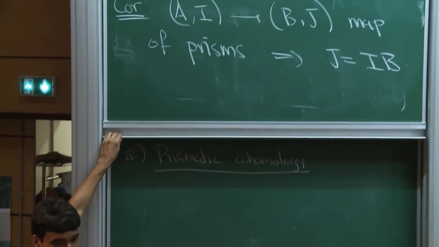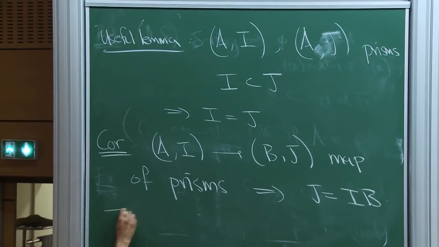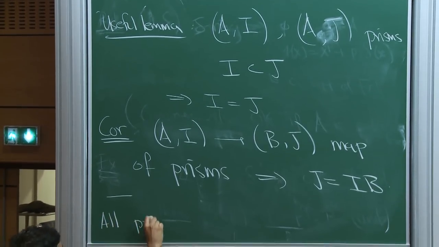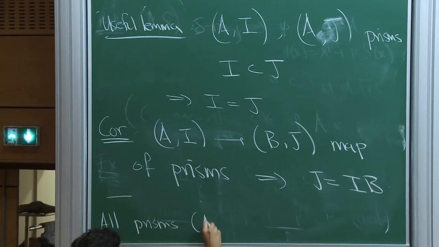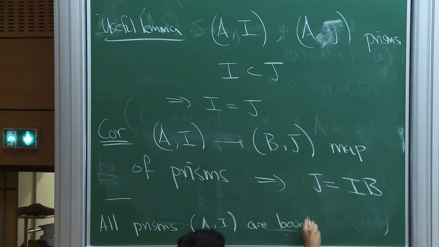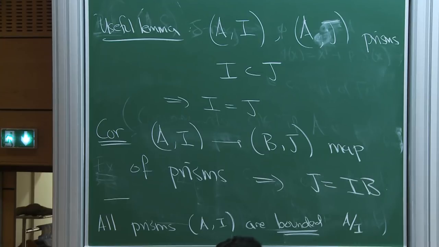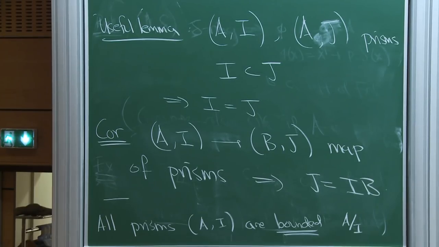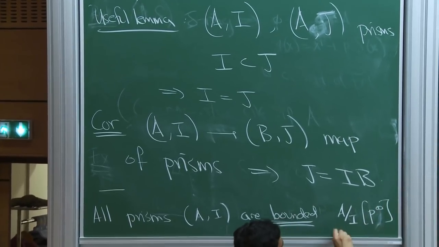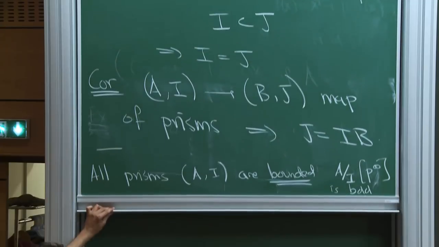Actually, from now on, let me make one assumption. All prisms that appear from now on are assumed to be bounded. By this I mean that if I look at the ring A mod I, which I think of as the face of the prism, then its p-power torsion is bounded. And this is just for technical reasons.